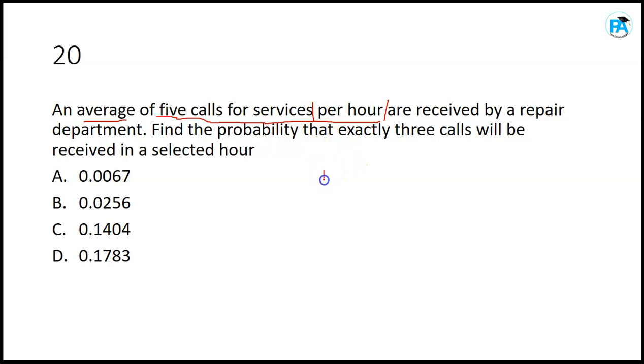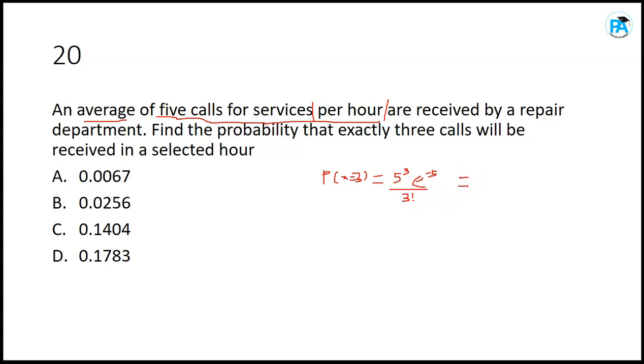Okay. So the Poisson formula says what? We are finding exactly 3, isn't it? So the Poisson formula says mean exponent x, and our mean is 5, right? So 5 exponent x, and our x is 3, times e exponent negative 5, negative mean, all over x factorial, which is 3 factorial. So that gives you what?